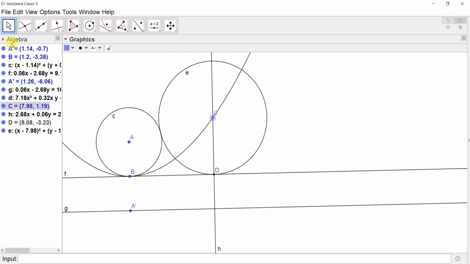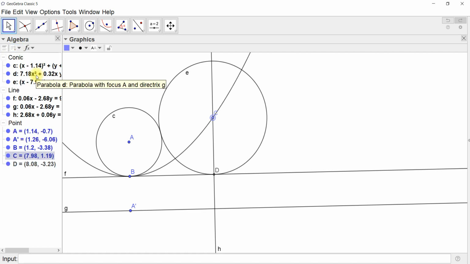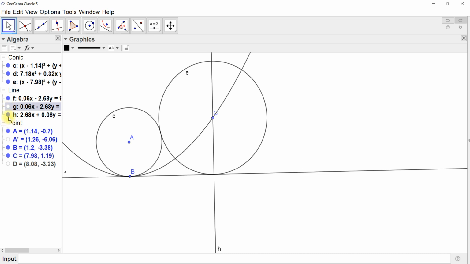And again, if I come to my algebra and I order it in terms of type, it helps me to see, oh, I don't need this point A prime. I don't need to see that point A prime. I don't really need to see that point D. I don't need the line G or H. And I don't really need to see that parabola. But actually, I'm going to keep that parabola for now.